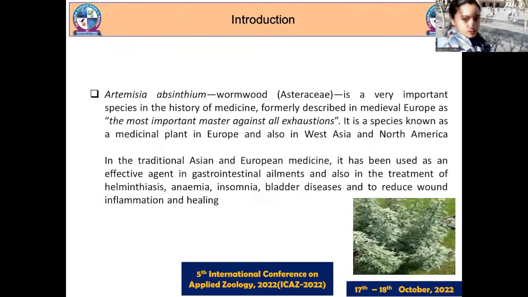Artemisia absinthium is a very important medicinal species and was formally described in medieval Europe as the most important master against all devastation. It is also a very important traditional medicinal plant in Asia and used against very different ailments like gastrointestinal ailments, to treat helminthiasis, anemia, insomnia, bladder diseases, and to reduce wound inflammation and aid healing.